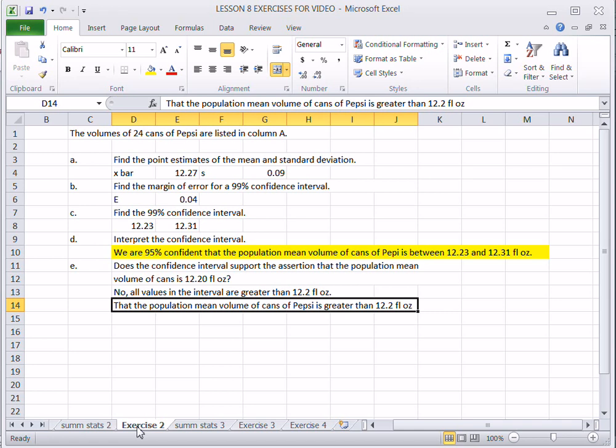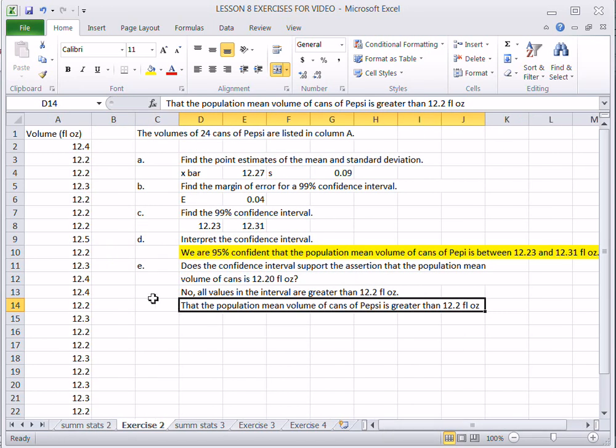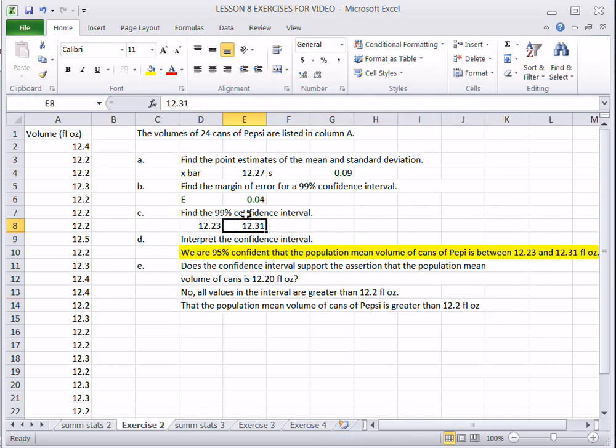So remember, in exercise 2, we were looking at the volumes of Pepsi cans, right? Which is labeled as 12, and it looks like it's actually more like greater than 12.2. I mean, it's between 12.23 and 12.31, right? Margin of error 0.04. So when we computed these point estimates, this is the average volume from our sample, and this is the measure of variation in our sample. So the average volume is 12.27 fluid ounces, all right, with a margin of error of 0.09. I'm sorry, with a standard deviation of 0.09. That's a measure of variation.